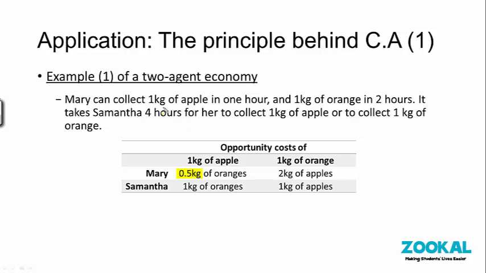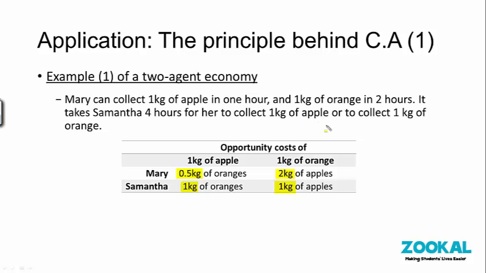For Samantha, we can see that it's 4 divided by 4 again, because it takes the same amount of hours, i.e. 4 hours to produce 1 kilogram of apple or 1 kilogram of orange. So in that case, it's 1 kilogram. Now moving on to the opportunity cost of oranges, you would have to divide the number of hours required to produce an orange by the number of hours required to produce an apple. So in this case, it's 2 over 1, which is why we have 2 kilograms. And for Samantha, it's going to be 4 over 4, which is 1 kilogram, because it takes 4 hours to collect either apples or oranges, right?